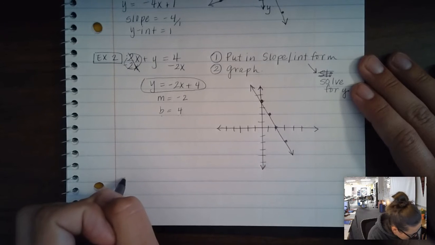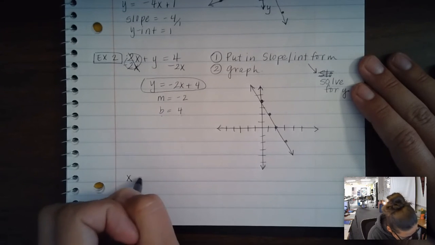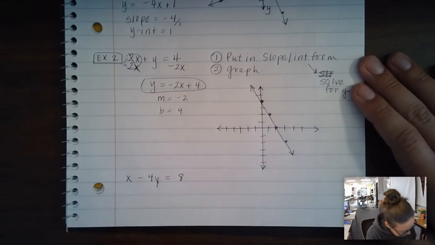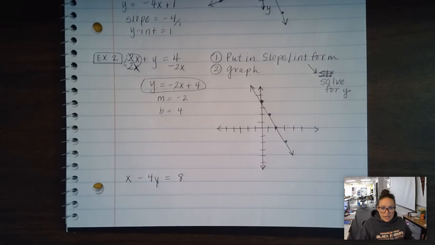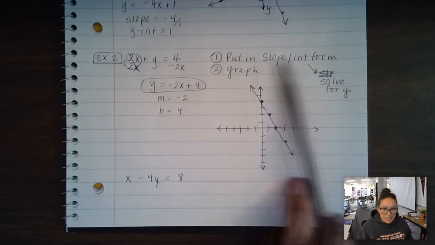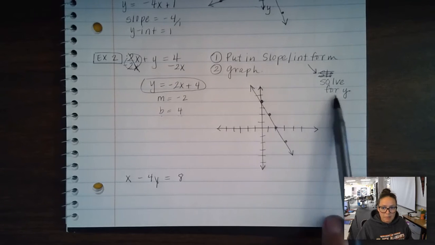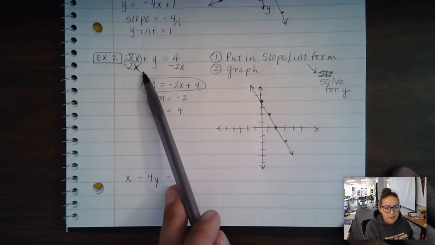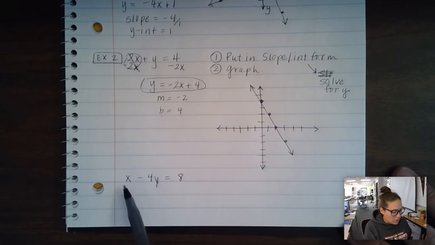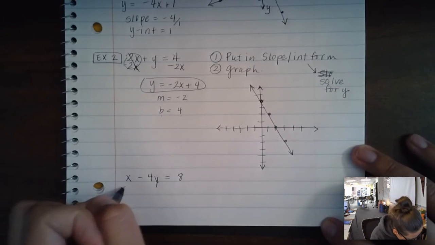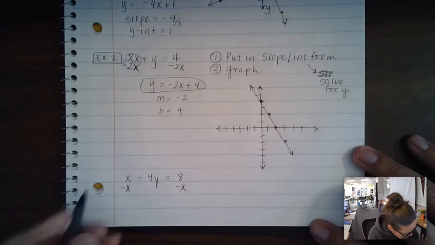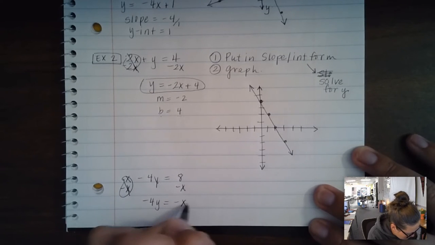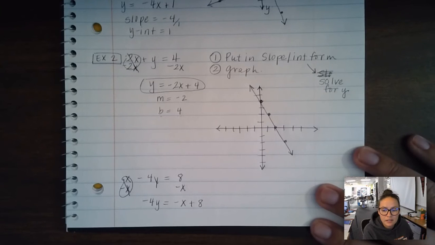All right, let's try another one that's kind of like this. So let's say I have x minus 4y equals 8. First of all, we need to put it into slope-intercept form. So that means I'm going to solve for y. We got to get y by itself. So just like we did up in this first equation, I'm going to make sure that I don't have any x's on the left side. So I'm going to subtract x from both sides, which leaves me with -4y equals -x plus 8.